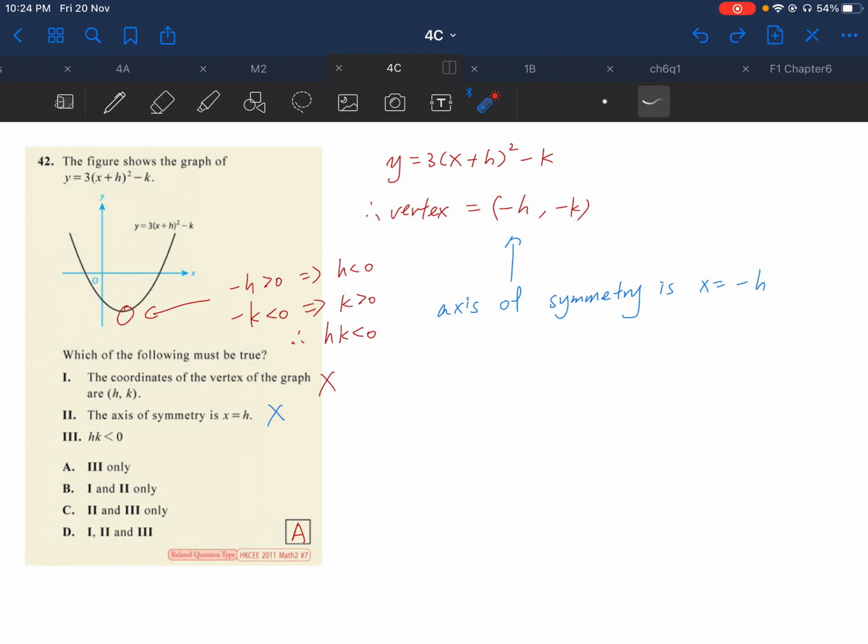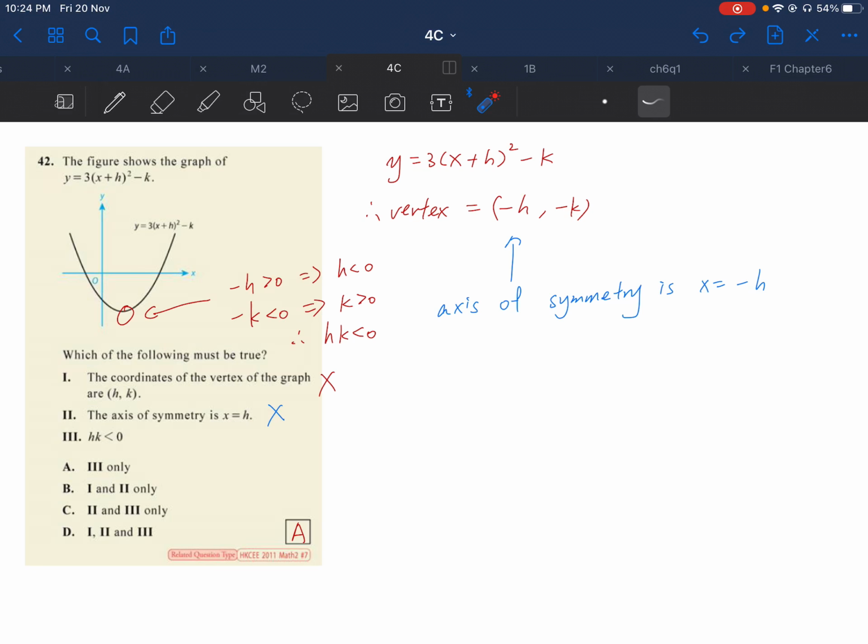So for this one, this is the given function. By vertex form, that means the vertex is negative h and negative k. That means the axis of symmetry is negative h.